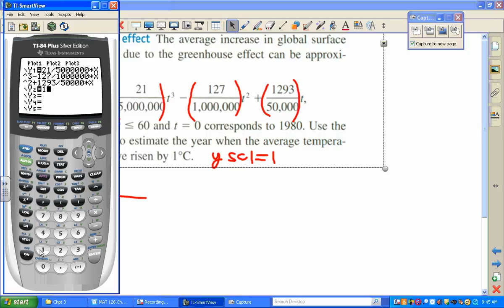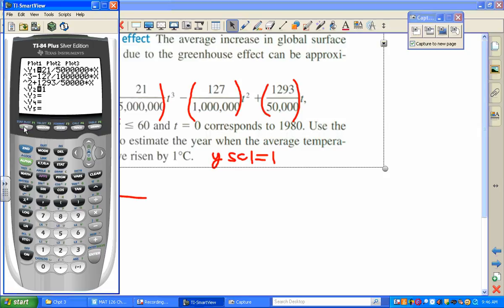What was your x's again? I went 0 to 60. Now, the only thing I don't know is, if this is the average temperature, what's the first average temperature? If I put in 0, it's going to come out 0, isn't it? So once it goes up to 1, I got my answer, don't I? Does that make sense? So I put 0 in for y min and 2 in for y max. So I should see the first time it goes up to 1.